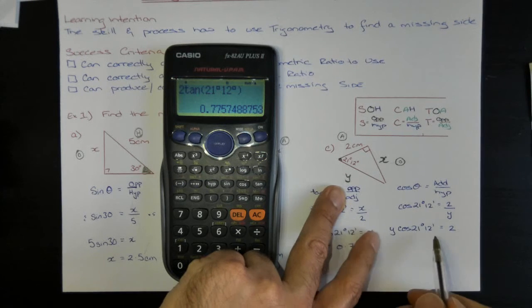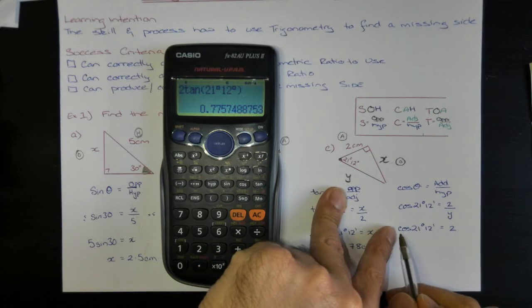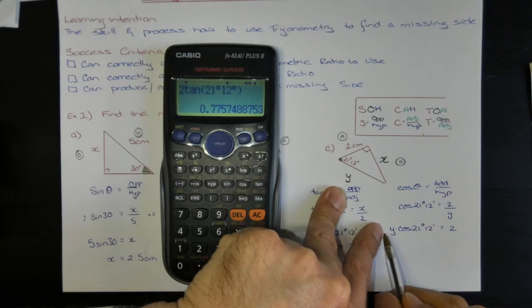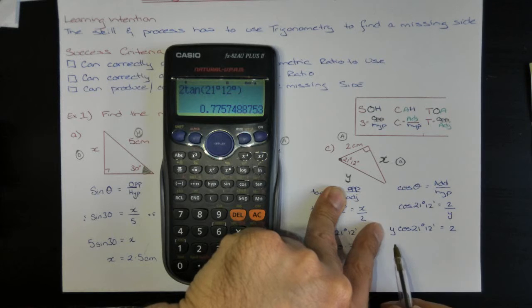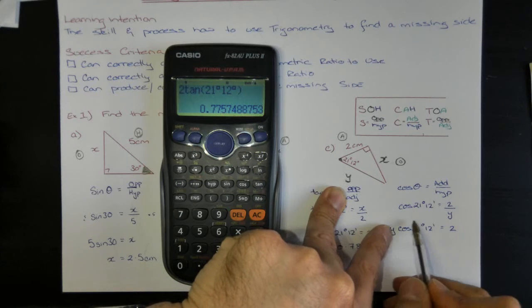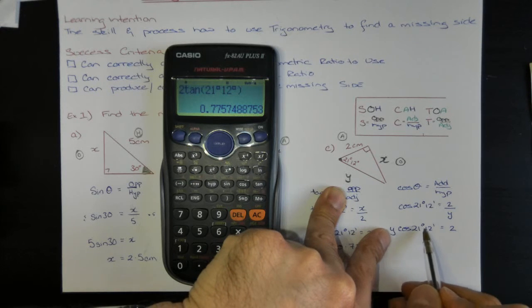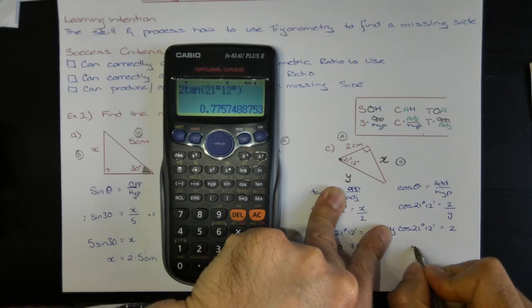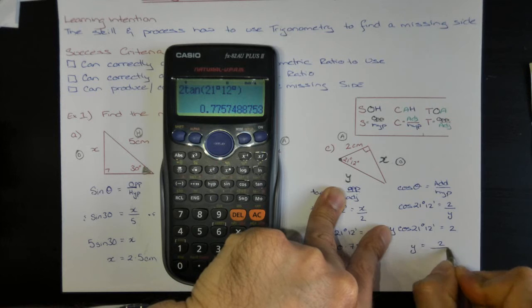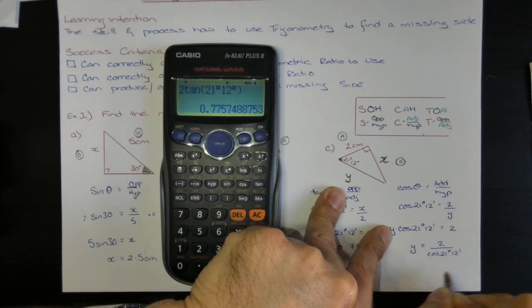Now, this is just a number. You can think of it like this being 3y equals 2. To get rid of that 3, I'll divide by 3. So I can actually divide y cos 21 degrees and 12 minutes by cos 21 degrees and 12 minutes. So it gives me y equals 2 over cos 21 degrees and 12 minutes.